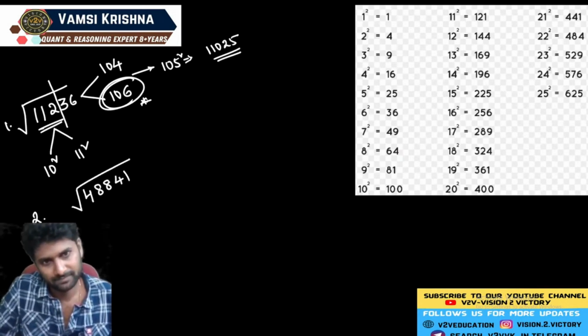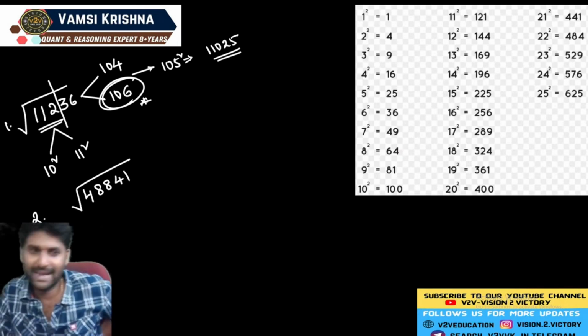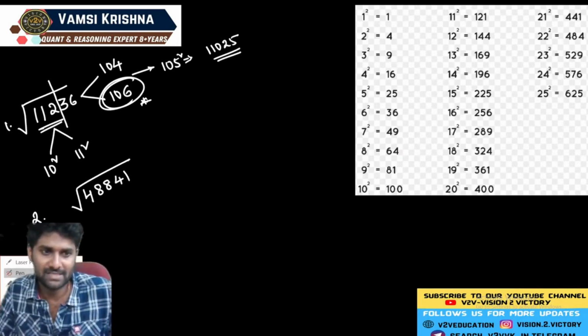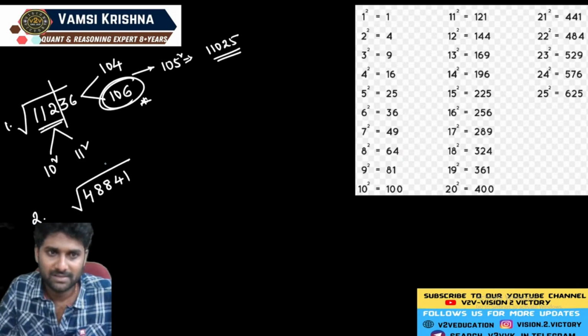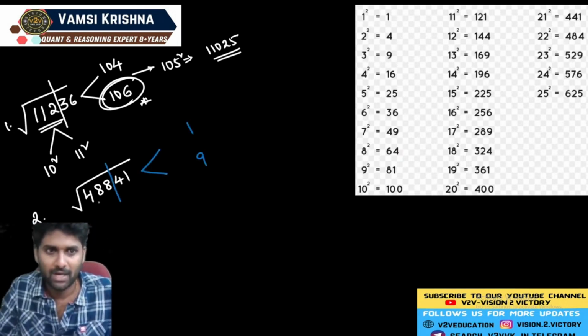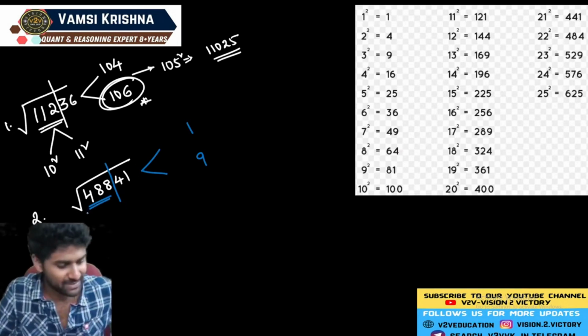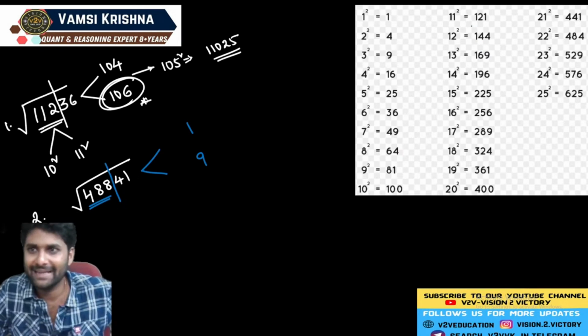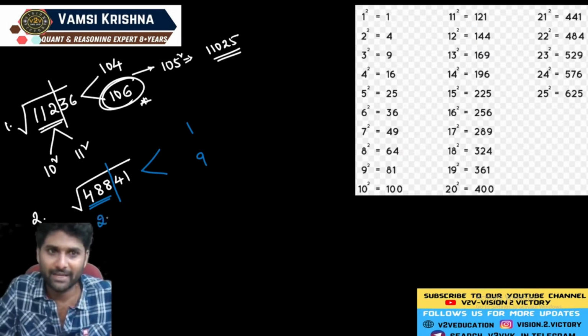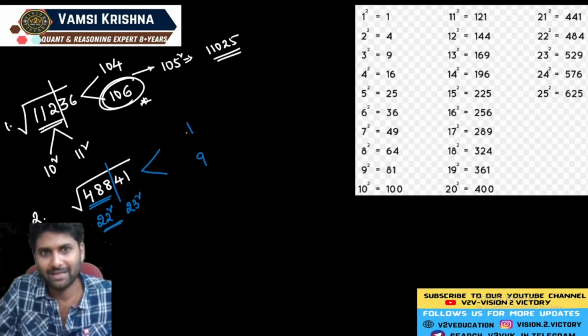Let me take this number, 48841. What is the answer? Same, separate the last two digits, either 1 or 9. Now 488. So 488 lies between 22 square and 23 square. Here the minimum value is 22.